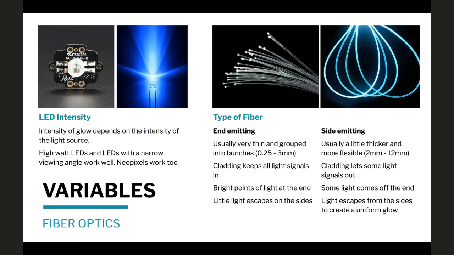Side emitting is a little different. They're usually a little bit thicker and more flexible. You can sort of move them around in different ways and embed them in more organic shapes. The cladding is not as dense, so it lets some light out of the sides, and a little bit of light comes out of the end. The light will tend to degrade over time, so it will be very bright closer to the LED, makes sense, and not as bright towards the end. But you do get more of a uniform glow from the sides.